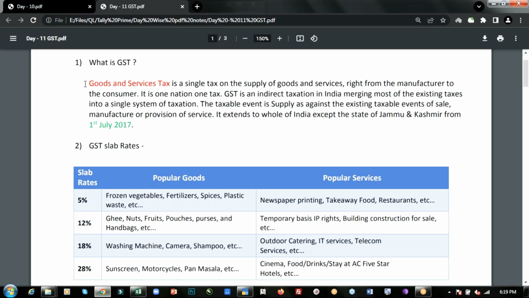So in simple words, GST stands for Goods and Services Tax. You all know, it is basically a single tax on the supply of goods and services, right from the manufacturer to the consumer.